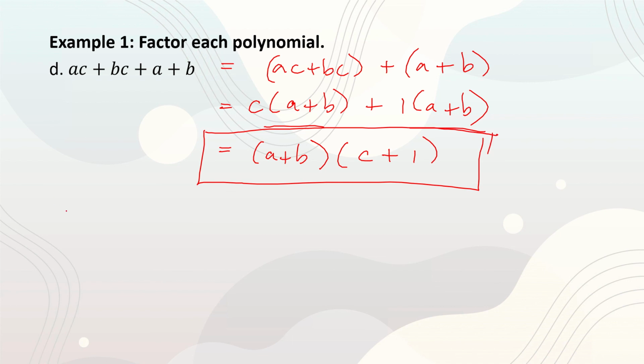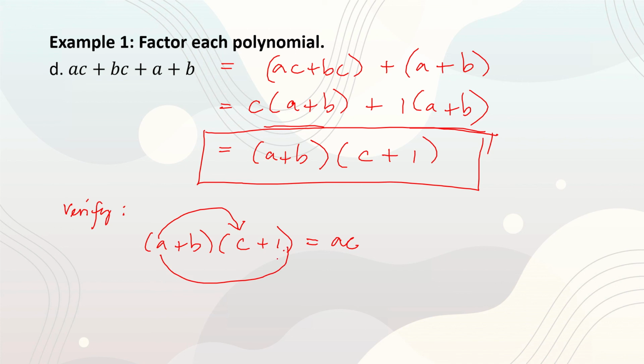To verify if your answer is correct, you can always do the reverse. This is what you've learned in grade 7. So you have two binomials in here. You can use FOIL method to verify. So multiply the first terms, a times c, ac. Multiply the outer terms. This is f, this is o. A times 1 is a. Inner terms, b times c is bc. And the last terms are b and 1. B times 1 is b.